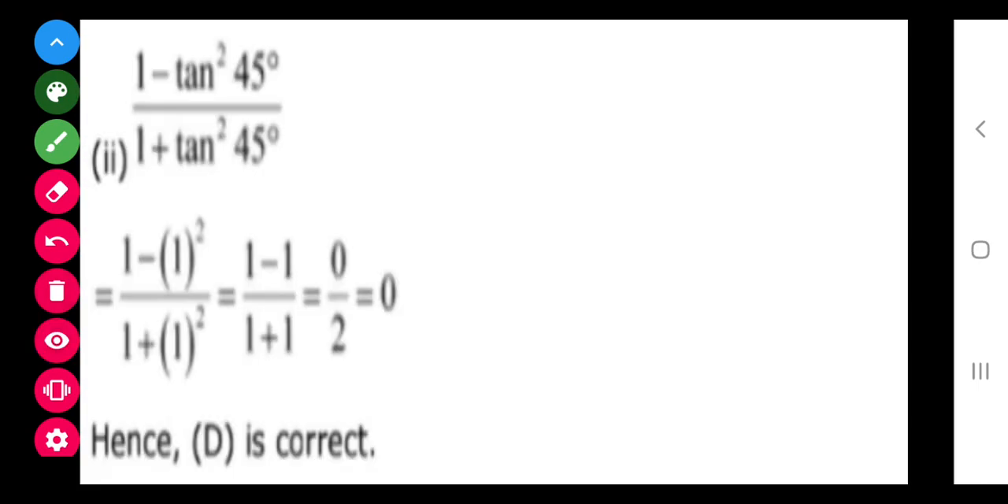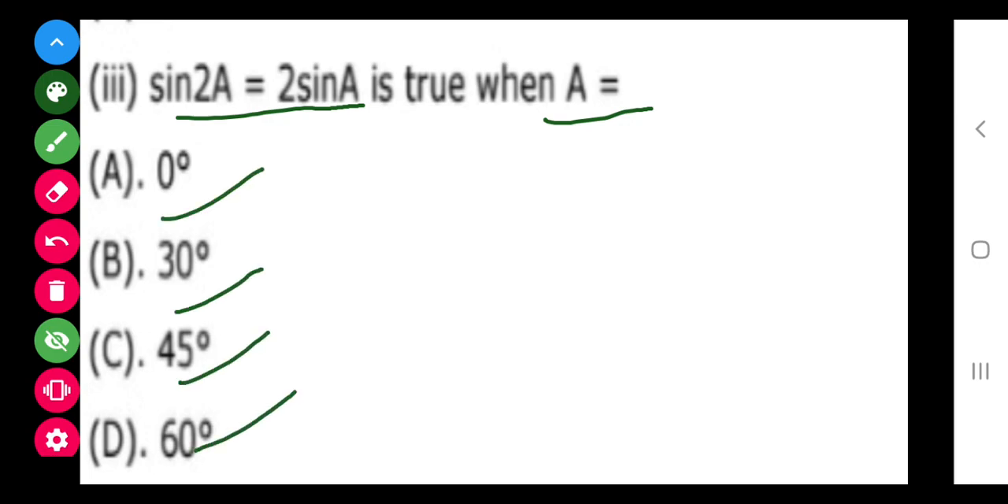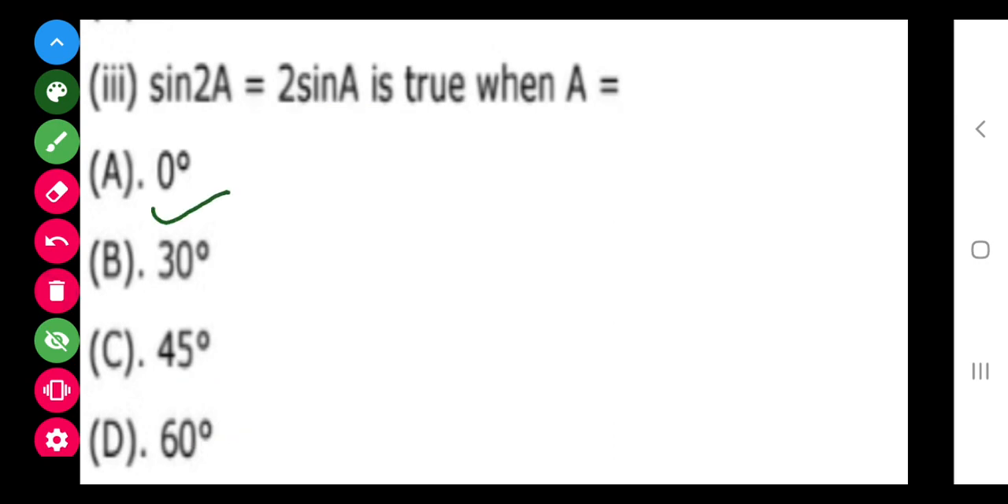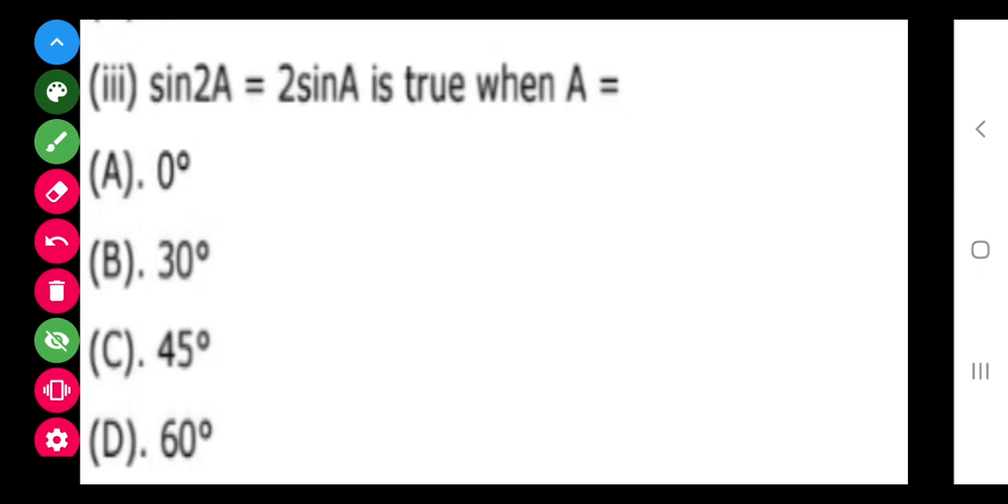So 0 is the correct answer. Next, in this we have only option. In this it is given sin 2A is equal to this. What is the value of A? So the value of A is given, 4 values are given. Now you just keep on substituting the values. First you substitute 0 here, then you substitute 30, then 45, then 60, and get the result.